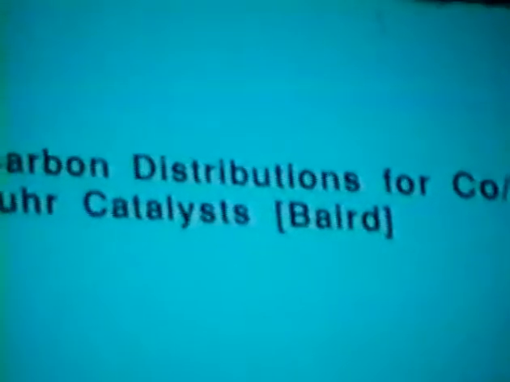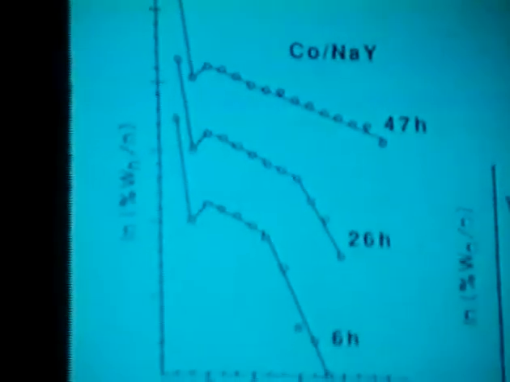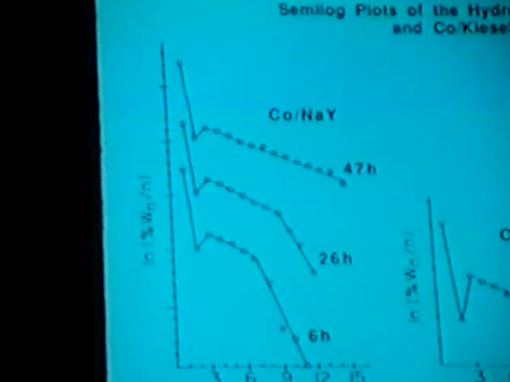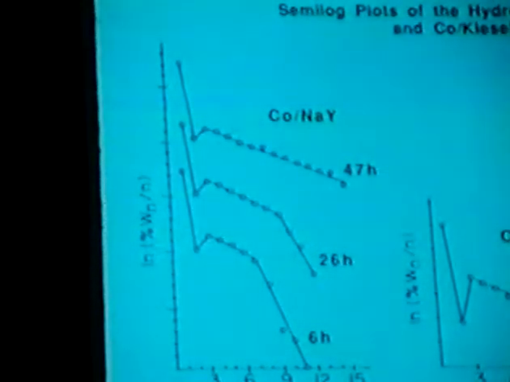In a recent study by Michael Baird, he looked at cobalt, which was very well dispersed and inside sodium Y zeolite, and found that if you ran the catalyst for only 6 or 26 hours, you did get a cutoff in the Anderson-Schultz-Flory distribution at around a carbon number of 9. If, however, you ran it for 47 hours, you got the regular straight line Anderson-Schultz-Flory distribution, rather than what other people had reported as a cutoff after only running for 26 hours.